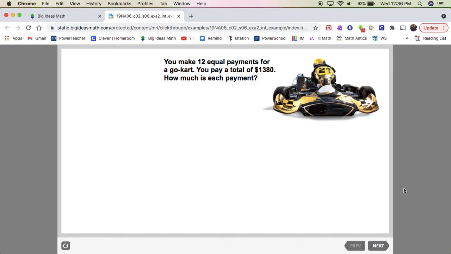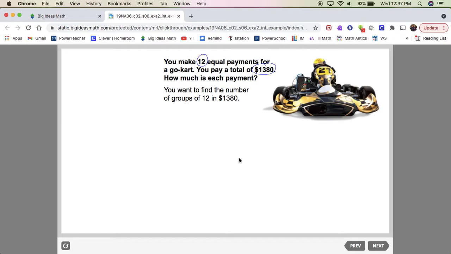Here's a word problem. It says you make 12 equal payments for a go-kart. You pay a total of $1,380. How much is each payment? Anytime it mentions payments and that they're in equal parts, usually a division problem.